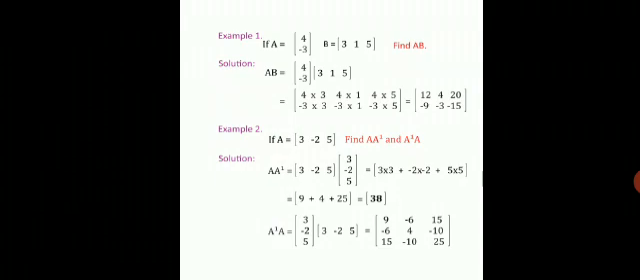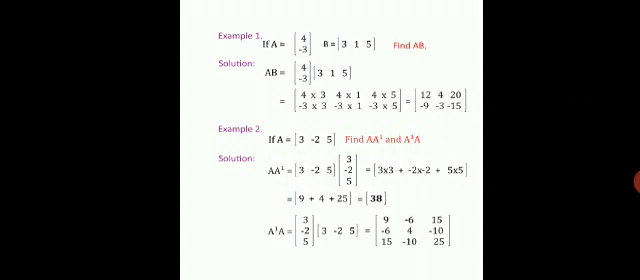Solution. AB is equal to, write matrix A into matrix B. Here multiply first row with first column, that is your first element. First row with second column, second element. First row with third column, it becomes the third element in the first row only, respectively. Similarly, for second row with first column, second column, second row with third column, respectively.